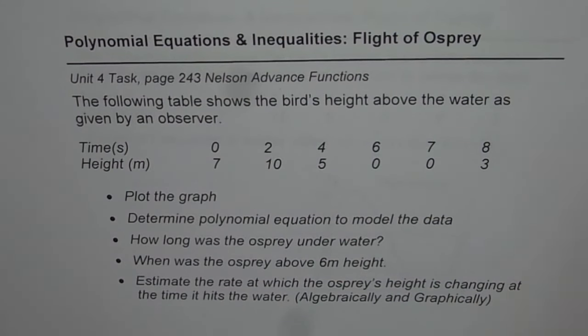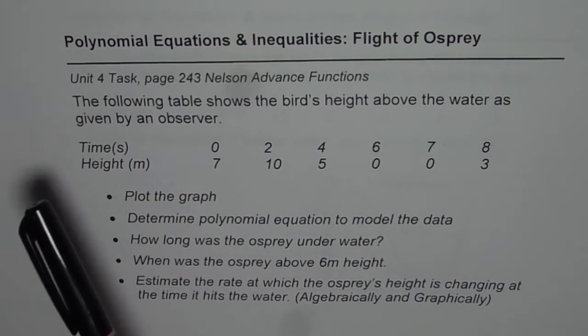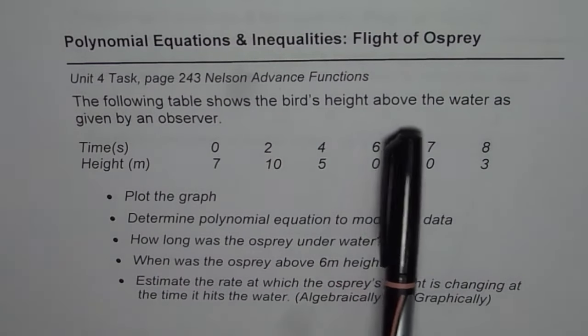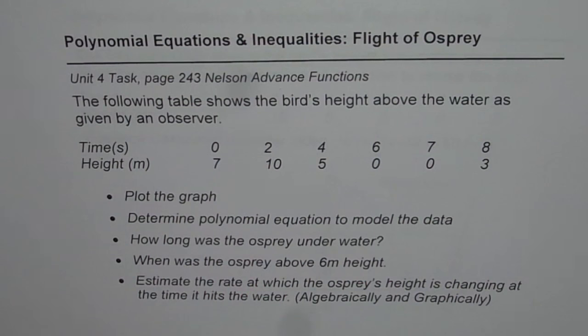The problem given to us was, the following table shows the bird's height above the water as given by an observer, times and heights. We had to plot the graph, determine a polynomial equation to model the data. How long was the osprey underwater? When was the osprey above 6 meter height? Estimate the rate at which the osprey's height is changing at the time it hits the water.